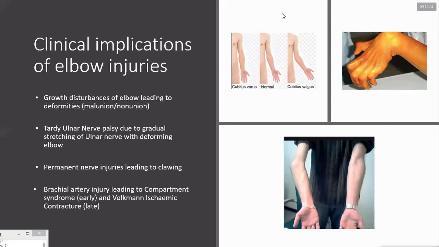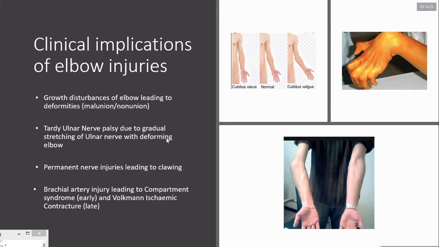The tardy ulnar nerve palsy. Tardy means slow. So if there is an ongoing deformity progressing like that, there will be stretching of the medial side with the ulnar nerve, so it will cause a slow, gradual onset of ulnar nerve paralysis, leading to claw hand. So that is known as tardy ulnar nerve palsy, which is a very important clinical entity.